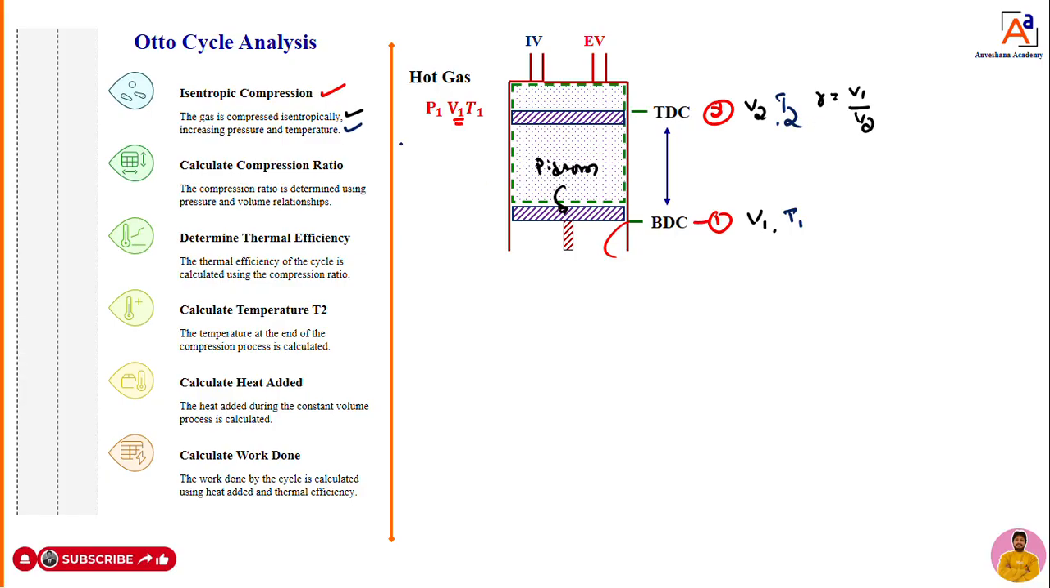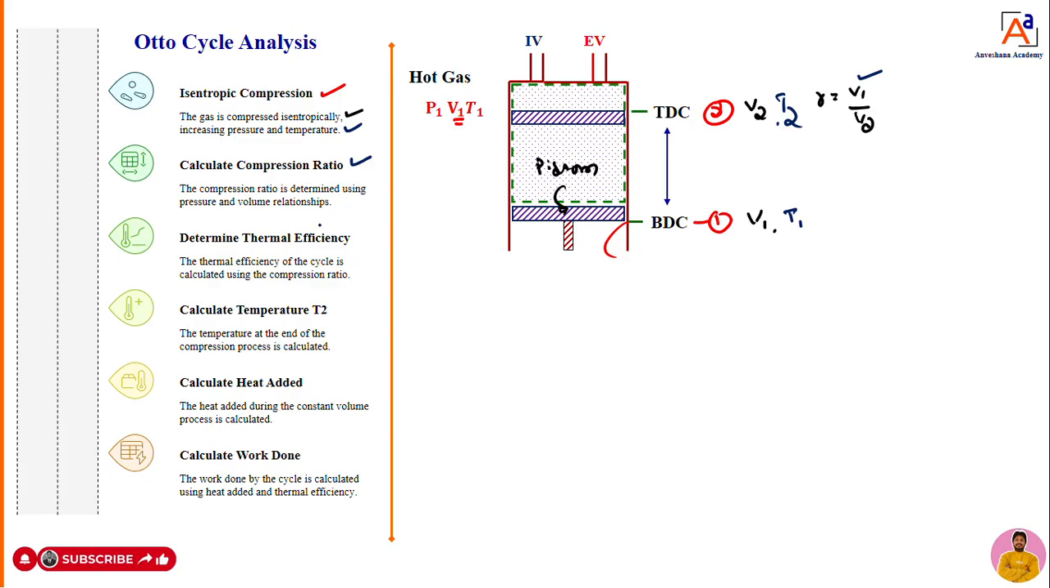Okay, fine. Next, in the working process of this piston cylinder, as the piston moves from point 1 to point 2, the volume is going to change. That volume change can be expressed in terms of compression ratio. The compression ratio is the ratio of the volume of the air fuel mixture when the piston is at BDC to the volume of the air fuel mixture at point 2.